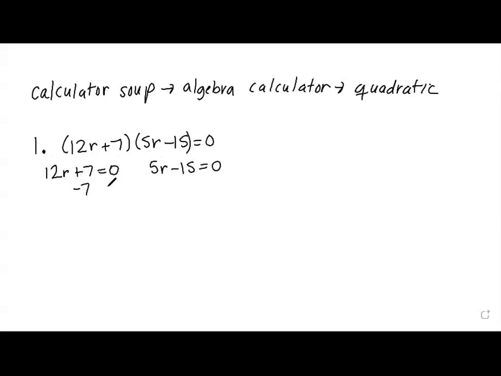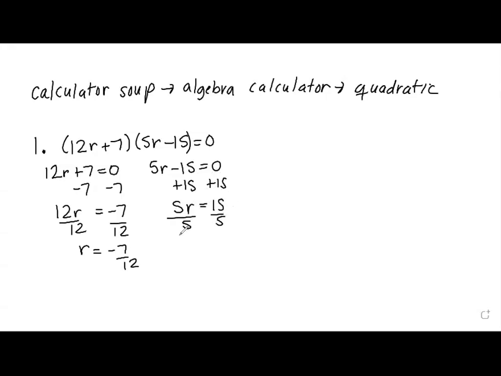So we would subtract 7. 12r is equal to -7, divide by 12. So r is equal to -7/12. We would add 15. 5r is equal to 15, divide by 5. And so r is equal to 3, and we would have those two answers. So that one's not really a calculator problem.